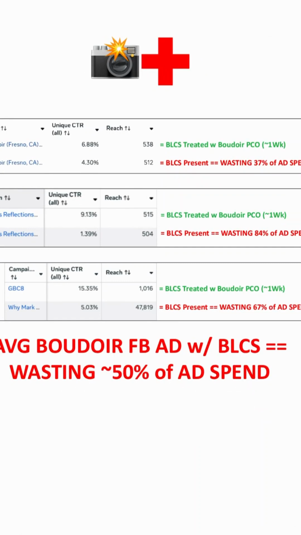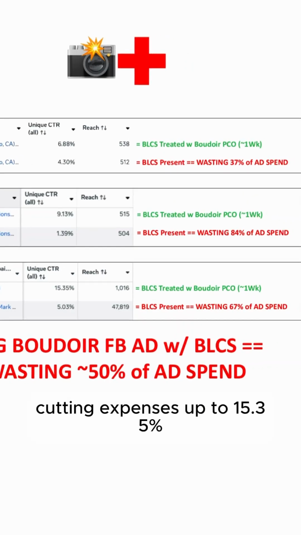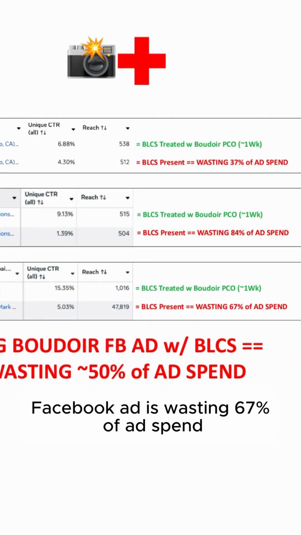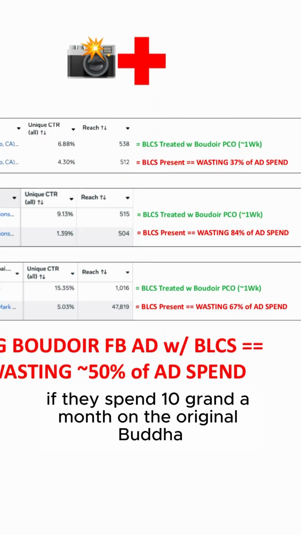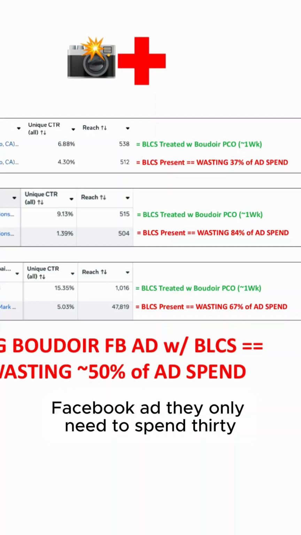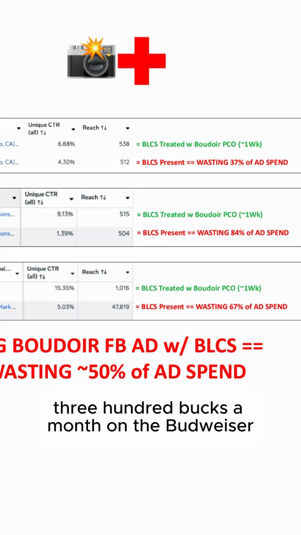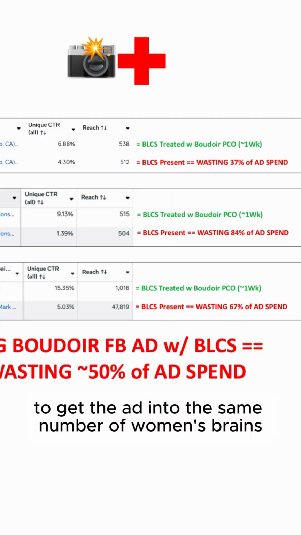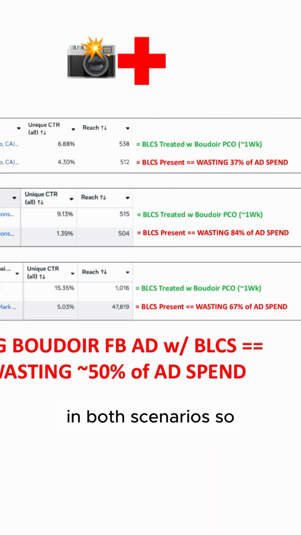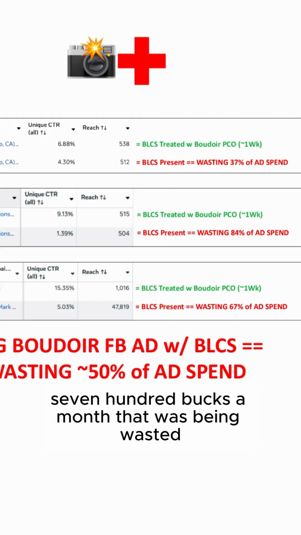And we got the unique CTR all up to 15.35%. So we found out the original Boudoir Facebook ad was wasting 67% of ad spend. That means that they're spending 10 grand a month on the original Boudoir Facebook ad. They only need to spend $3,300 a month on the Boudoir Pico treated ad to get their ad into the same number of women's brains in both scenarios. So it's $6,700 a month that was being wasted.